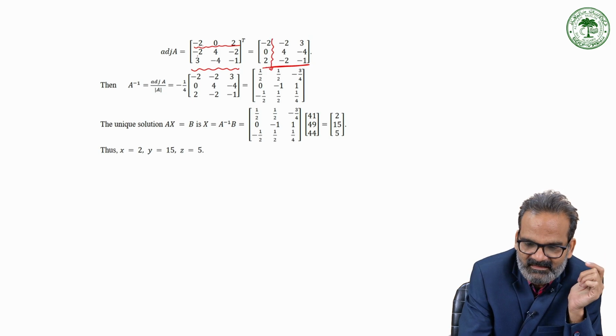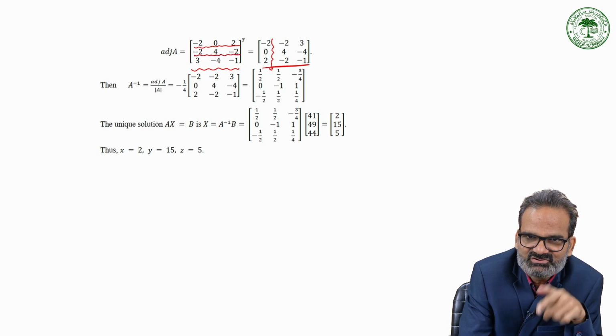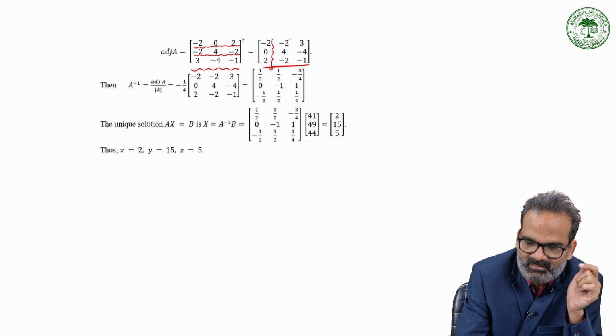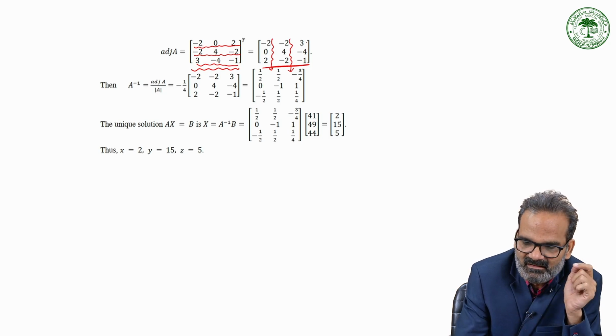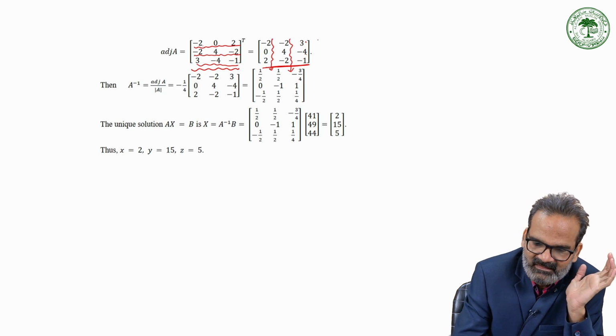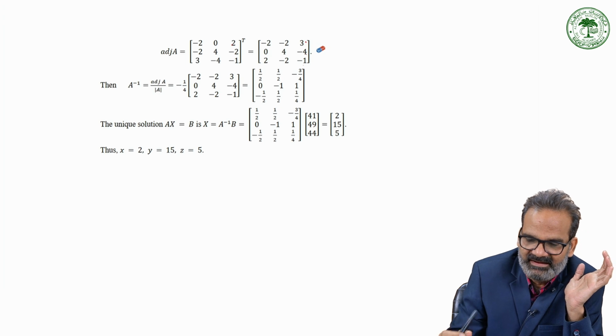Clear? The second row is -2, 4 and -2. It should be converted to the column 2, -2, 4, -2. The third row is 3, -4, -1. It should be converted to the third column, that is 3, -4, -1, right? So this is what? This is the adjoint of the matrix A.